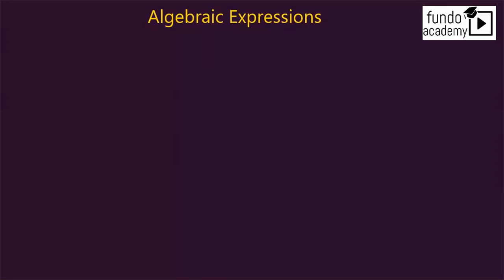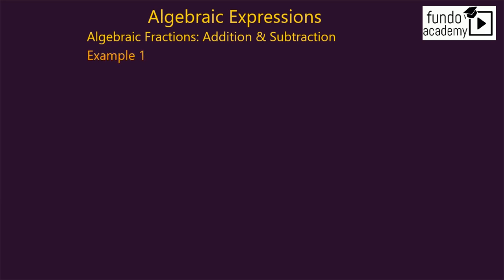We're going to be learning how to perform addition and subtraction of algebraic fractions. We're going to be looking at a couple of examples, starting with example 1. In example 1 we want to simplify. In part A we have 2m over 3 plus 5m over 3.